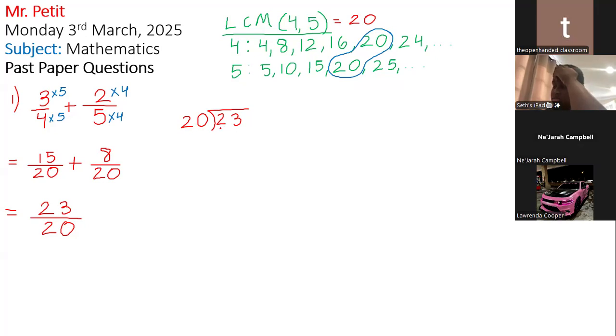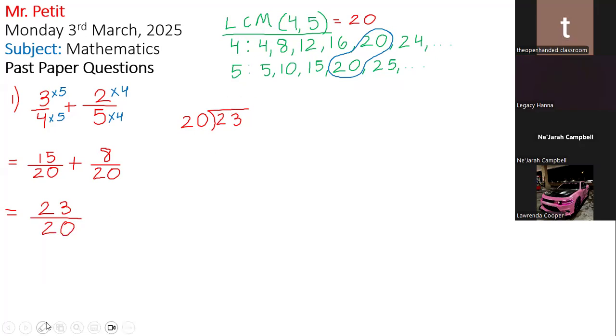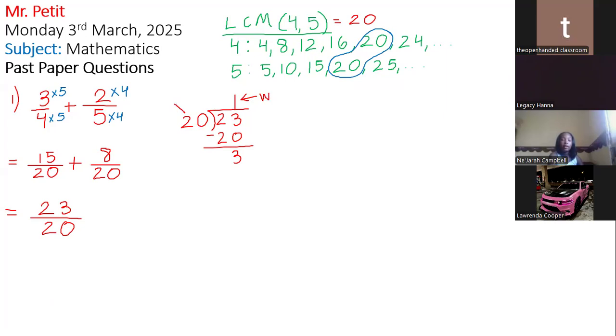20 goes into 23 how many times? Once. So this goes into that once. 20 times 1 is what? 20. And so we have 23 minus 20, which leaves us with 3. So what's the whole number? 1. What's the denominator? 20. What's the numerator? 3. Very good.